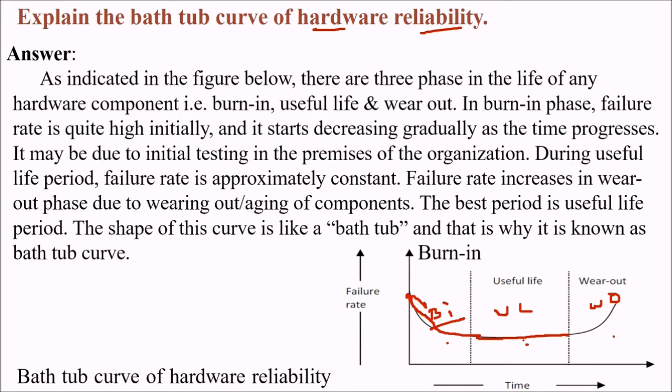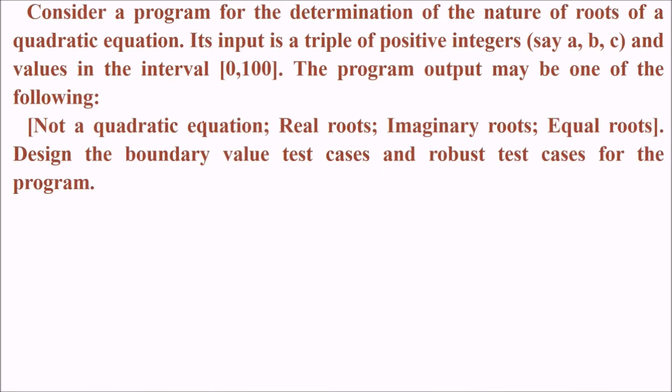During the useful life period, the failure rate is approximately constant. Then the failure rate increases in the wear out phase due to wearing out or aging of the component, because in hardware we have actual components, and everything in this world has a life. This is true with any hardware object. The best period is the useful life. This graph is with respect to time and failure rate. The shape of this curve is like a bathtub, and that is why it is known as the bathtub curve. The bathtub curve for hardware reliability is shown here.